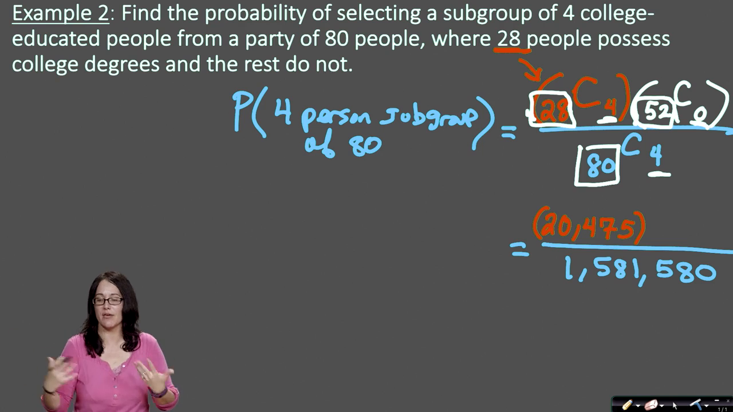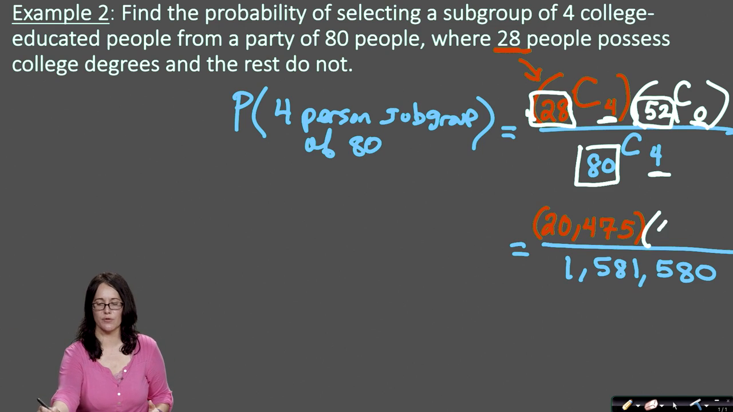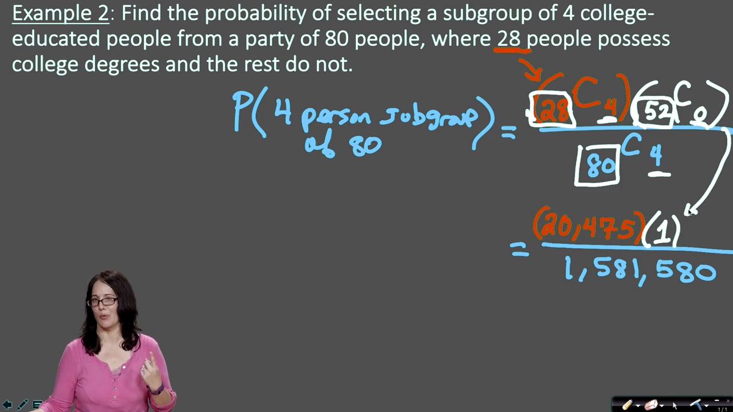If you're like me, you might find that interesting. It didn't have to be written though, because choosing 0 items, there's only one way to do that. You can use the formula or your calculator, you will get 1. How many ways can you choose nobody from a group of 52? One way.